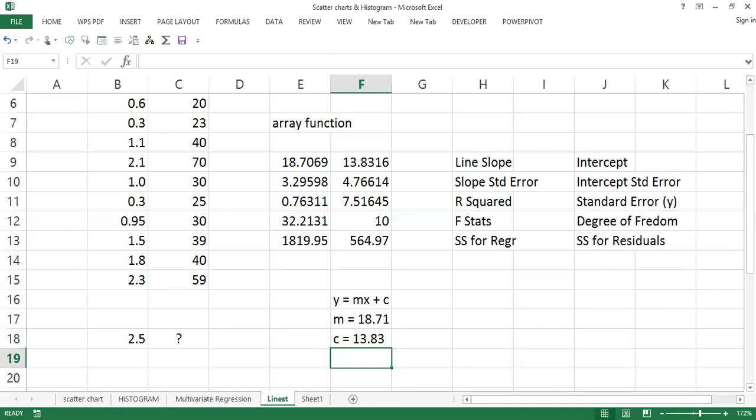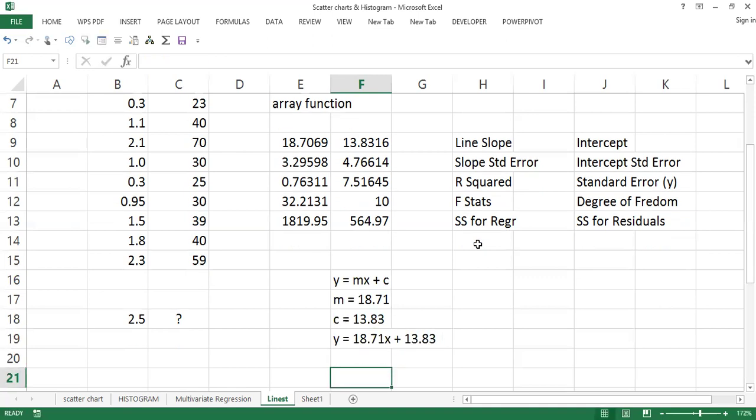So what's the model? Y is equal to what? 18.71x plus what? 13.83. That's it. So we had to use the Linest function.